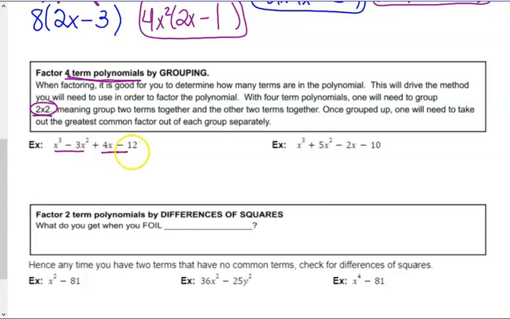So grouping 2 terms together. Now, hopefully those 2 terms end up having something in common. That is what our strategy is going to be. Once grouped up, one will need to take out the greatest common factor out of each group separately. So that's what I mean here. We're going to look at what is common with these 2 terms. Well, notice there's a 1 in front. Therefore, there's not going to be a GCF because taking a 1 away from that doesn't make anything simplify. It would just stay the same.